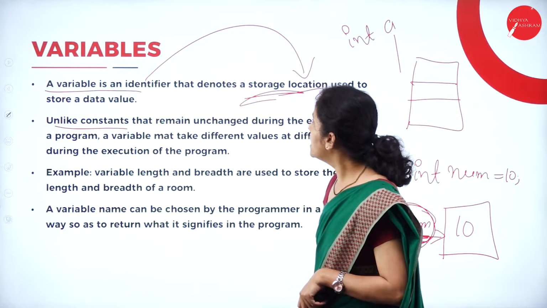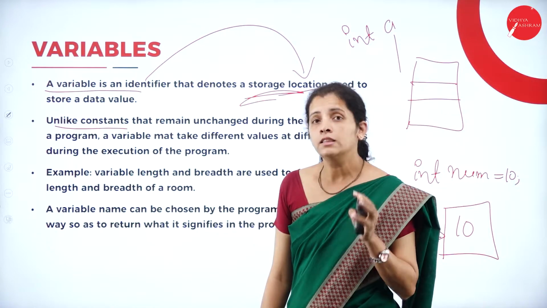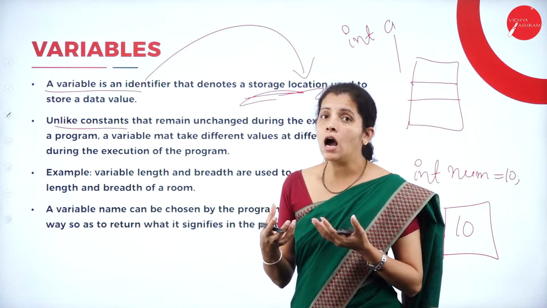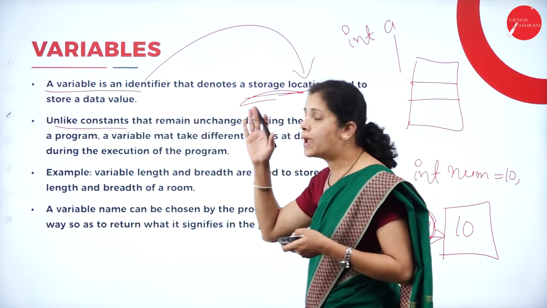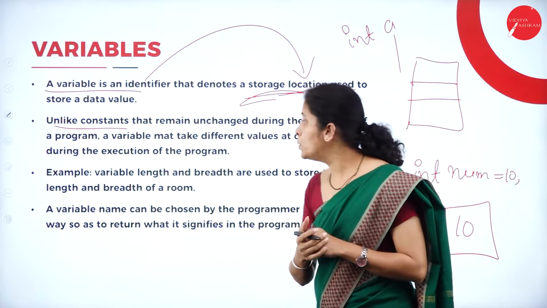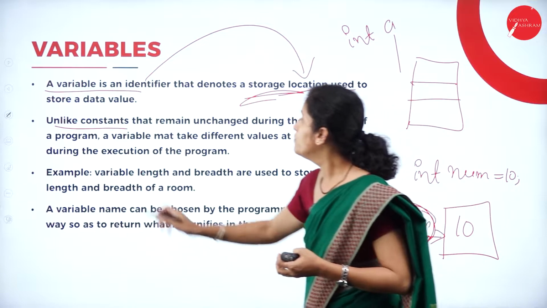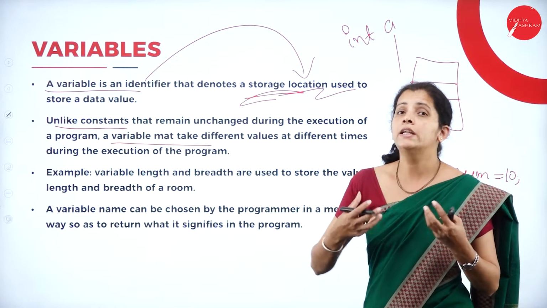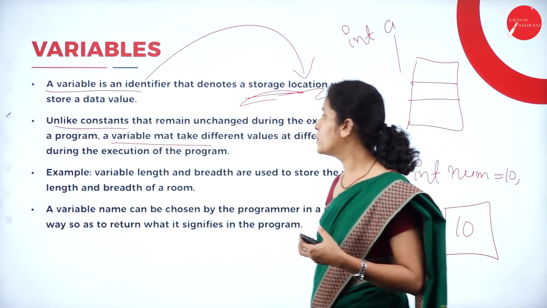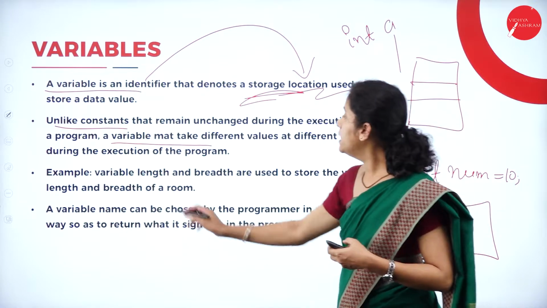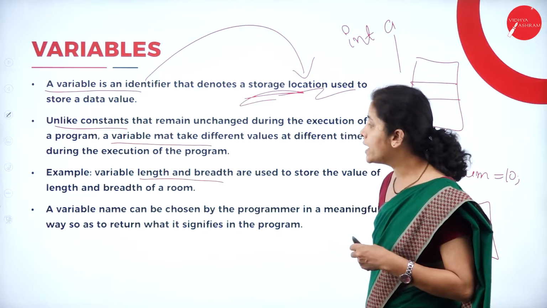Unlike constants that remain unchanged, if I consider constants, then the values remain as they are. But if I consider variables, the values are going to vary according to the user's need. Now the variable may take different values according to the execution of the program. If I consider length and breadth, these two are examples of variables.